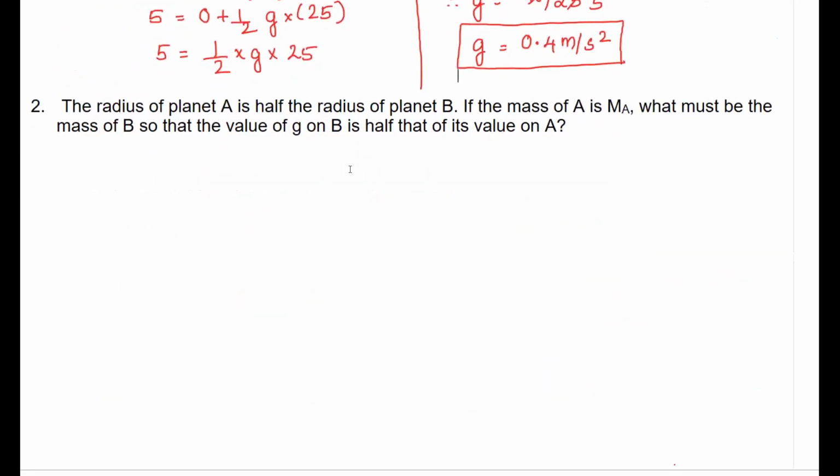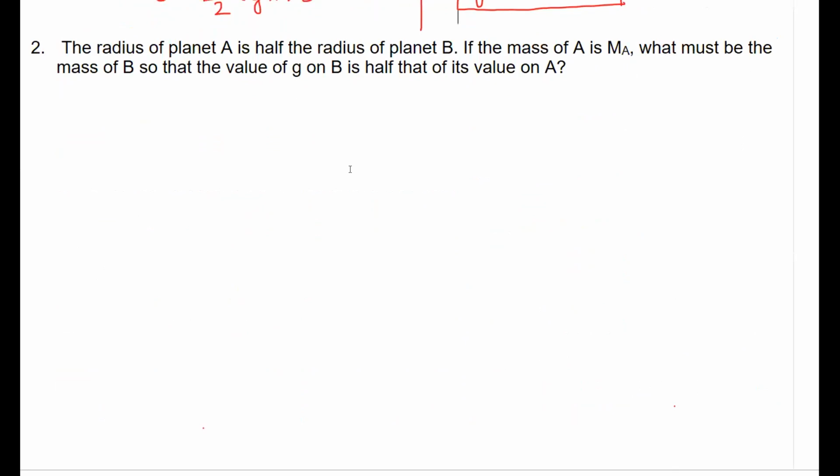Let us solve the next question. The radius of planet A is half the radius of planet B. So two planets are there. Radius relation is given. So let us write what is given. RA is half the radius of RB. RA and RB are the radius of planet A and B.